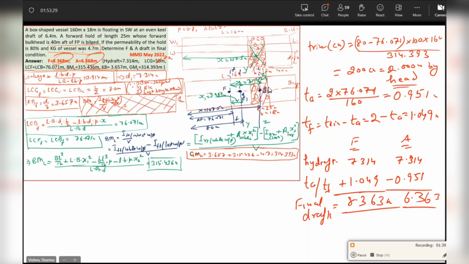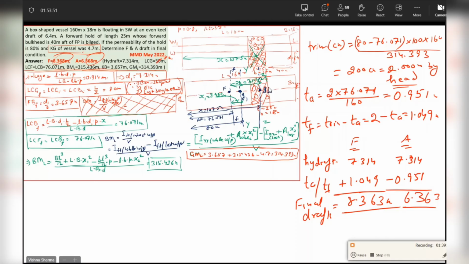Sir, this GML, sir, 314.393, how is it? GML is equal to what? You tell me. GM is equal to what? How do you get GM?